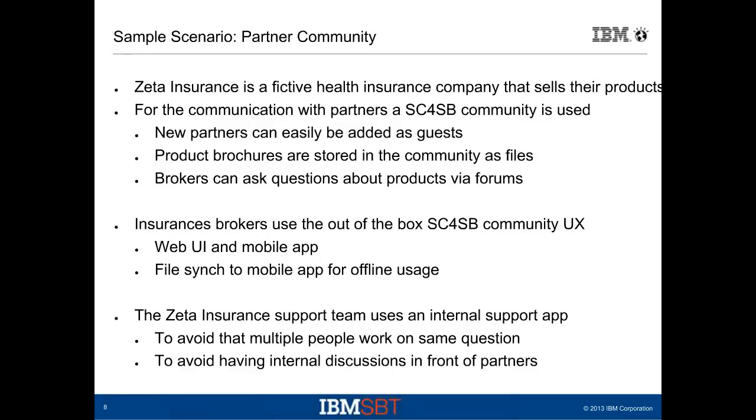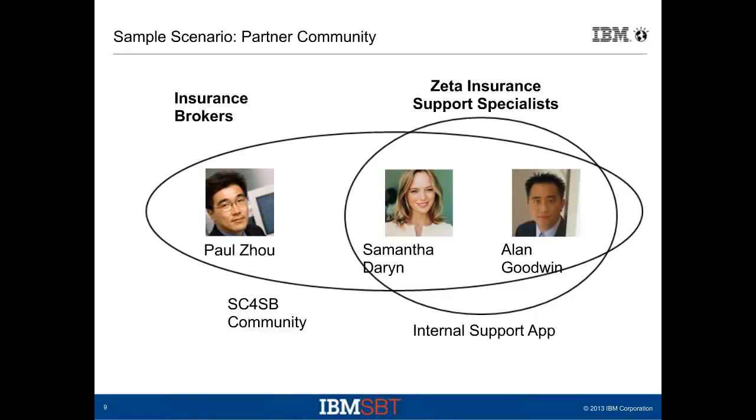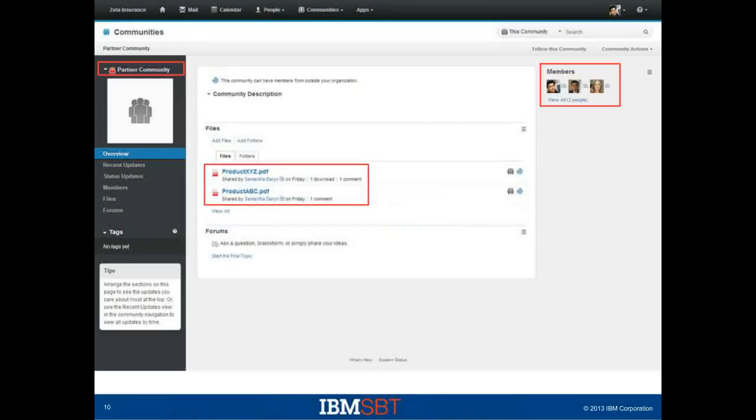Just one last slide before I start with the demo. Here are the personas that I'm going to use in my demonstration. I have three different people. Paul is an insurance broker, and he uses only the SmartCloud community. Then there are Samantha and Ellen, the support specialists working for Zeta Insurance, and they use only the internal support app. So let's get started. I mentioned that I'm going to demonstrate something, but unfortunately it's not a live demo because of technical limitations with this e-meeting. We can only use screenshots, and I really hope that you can read enough here.